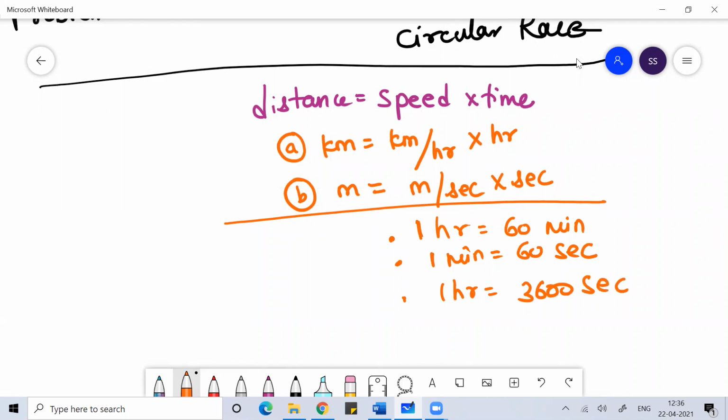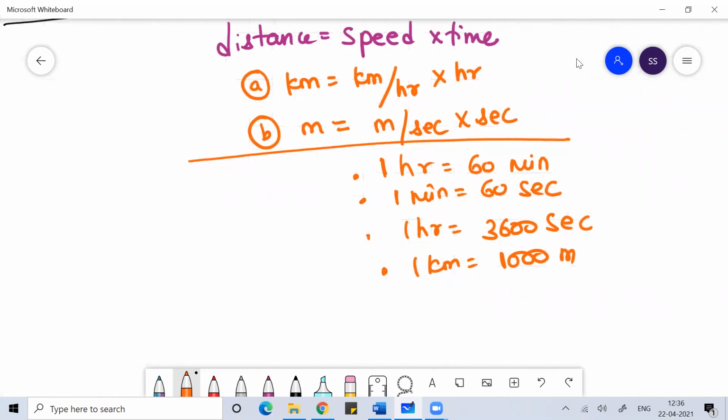Okay. Going further, we should know that 1 kilometer is equal to 1000 meter, and possibly at certain times if you get a problem on mile, I can say that 1 mile is equal to around 1600 meter. So you should know these relationships.